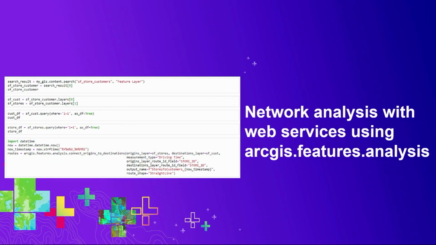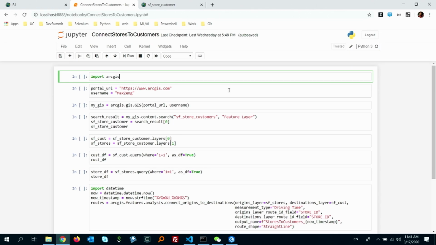I'll hand it over to Max now, and he'll give you a quick demo of doing network analysis with web services using arcgis.features.analysis. Okay, thank you, Melinda. Melinda mentioned the ArcGIS Python API is easy to use with Python Jupyter Notebook. So in this demo, I'm going to show you how to use the Python API to do a route analysis using the Python Jupyter Notebook.